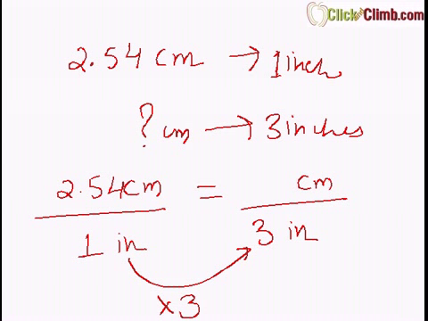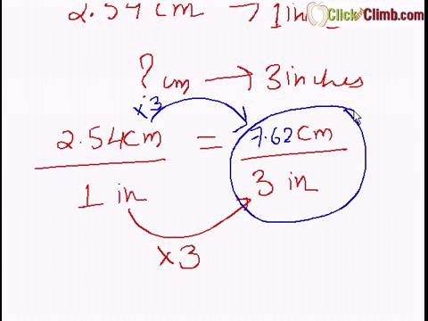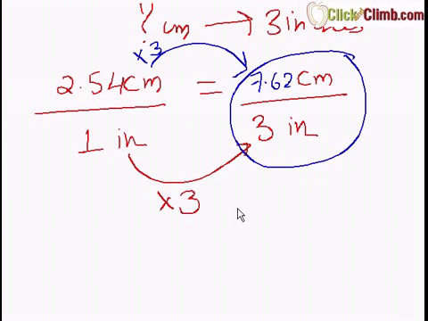Now I want to find in 3 inches how many centimeters. So I'm going to do the same thing with the numerator, that is multiply it by 3. If you multiply 2.54 by 3, you will get 7.62. So in 3 inches there will be 7.62 centimeters. This is how we use the rate, the ratios. Okay, so this is all about the rates.